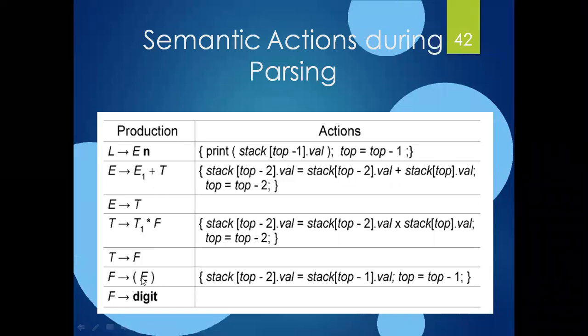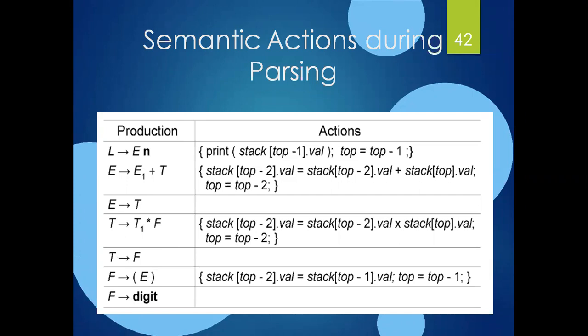Is it clear now? So what it means is, to get the value of L, which is the starting node of the given grammar, I need to compute E, then I need to compute T, and then I need to compute F, isn't it? The F value is assigned to the T, the computed value for the T is assigned to the E, and the computed value for the E is assigned to the L. Did you get it? So now I am writing the semantic actions.